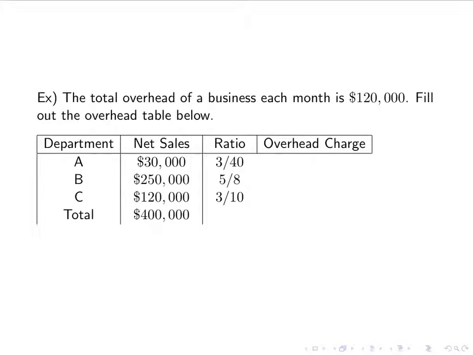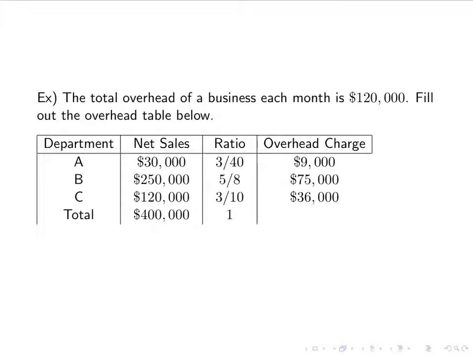To make sure I did this correctly, I will add them up and see that I do in fact get 1. Okay. Then again, the last step is to find the overhead per department. So I'm going to take my ratio, 3/40, multiply it by 120,000. And that gives me 9,000. Then I'm going to take my 5/8, multiply it by my 120,000. I get 75,000. Lastly, I'll take my 3/10, multiply it by 120,000, and get 36,000.